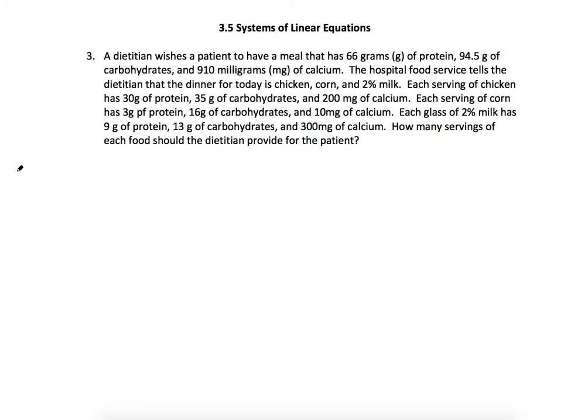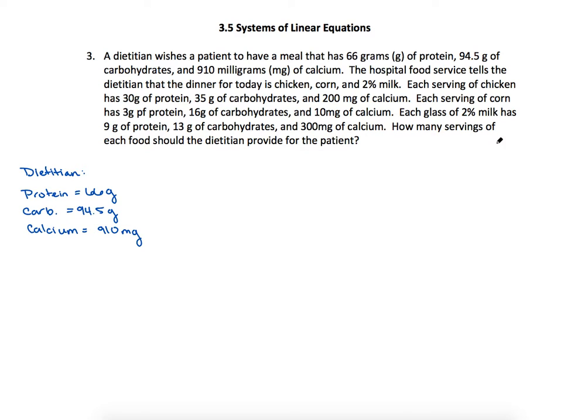Okay, so the first thing that we want to do is write down some important information about what's required. So the dietitian is requiring that this patient have a certain amount of protein. So we need to make sure that this patient has 66 grams of protein, 94.5 grams of carbohydrate, and 910 milligrams of calcium. Okay, so I always like to write down the important pieces of information when I have a word problem. And then I go to the question.